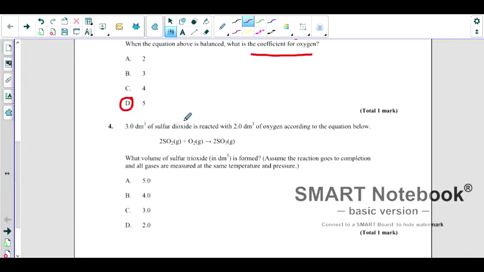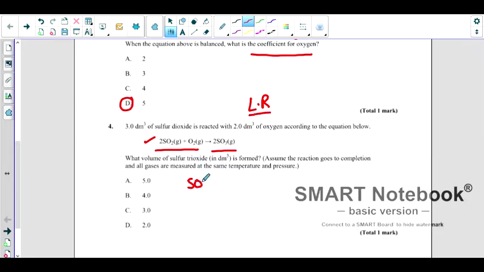3 decimeter cube of sulfur dioxide is reacting with 2 decimeter cube of oxygen. This is the equation. What volume of sulfur trioxide is formed? So you're asking us about the volume. When the state of matter is gas, we can directly solve it with volume. No need for moles because it's in gas form. So volume is the same. Here first you should see which product is involved. You want to talk about sulfur trioxide. So which one of these two will be responsible? For that we need to find which one is the limiting reagent.